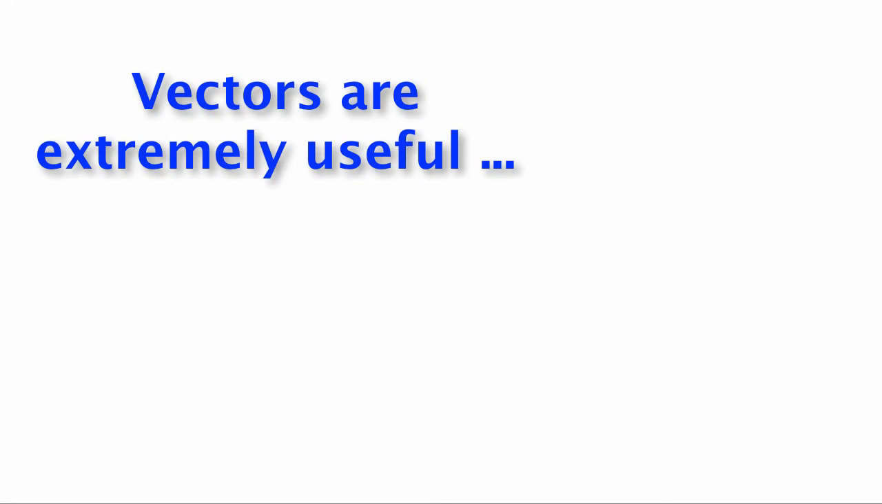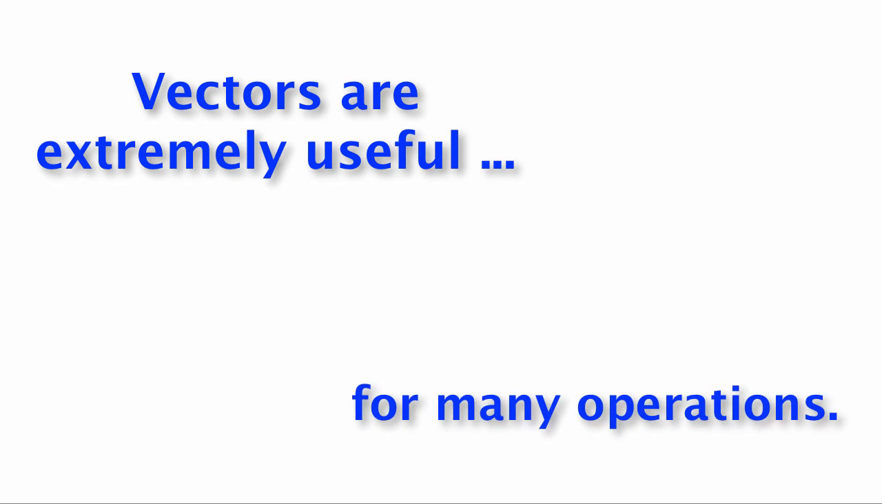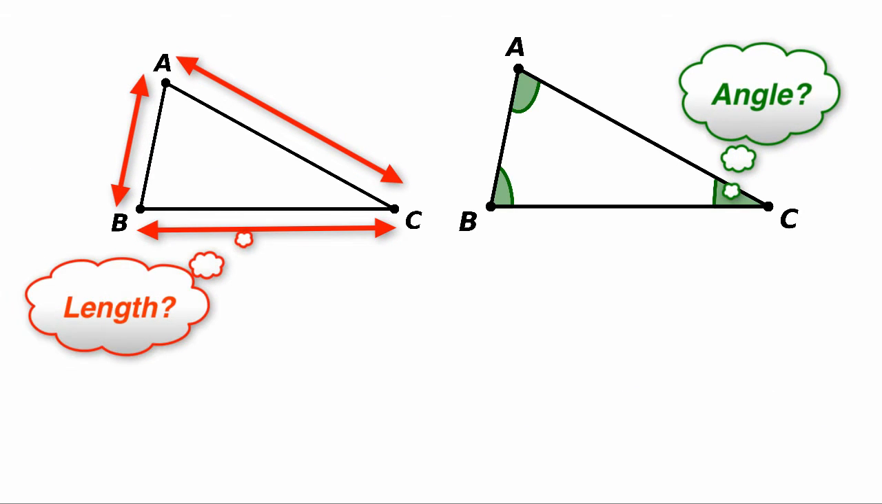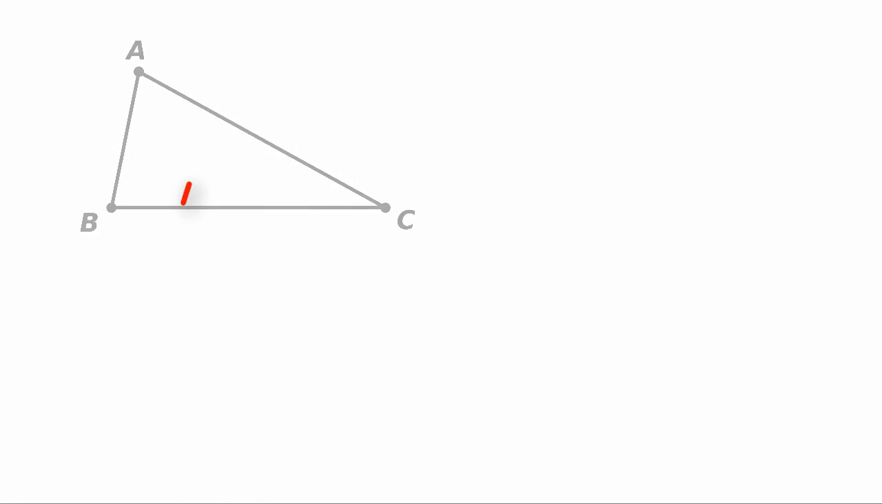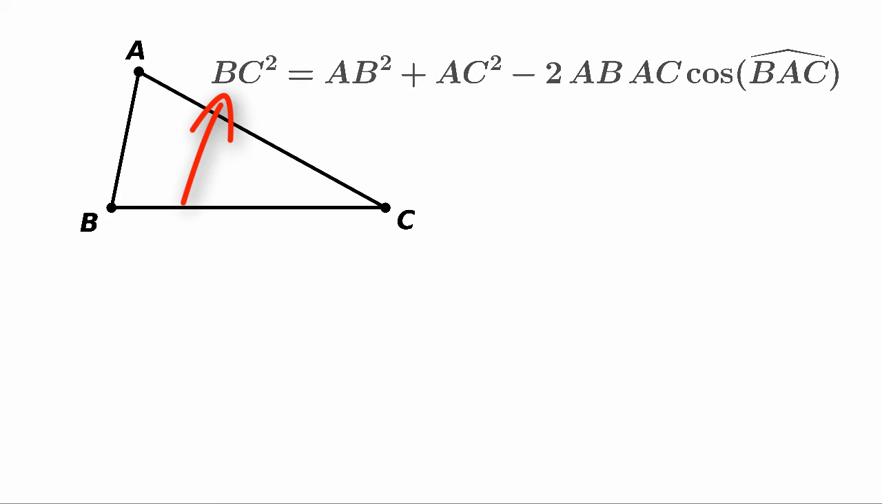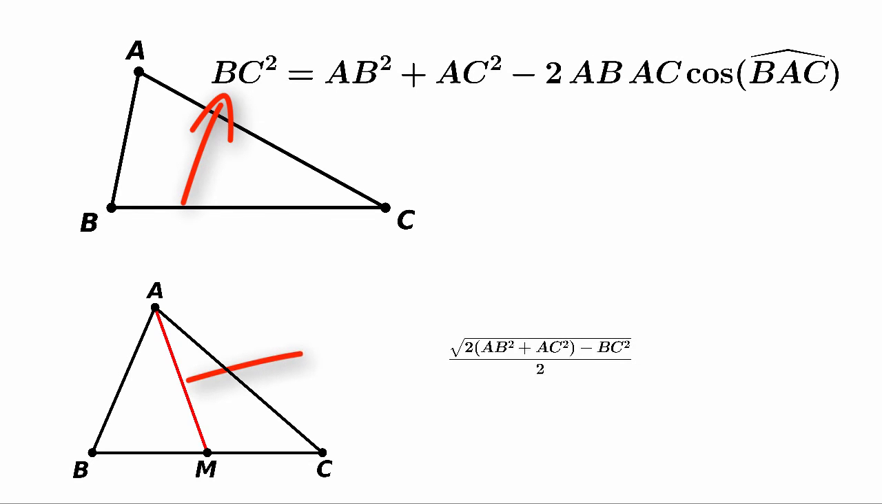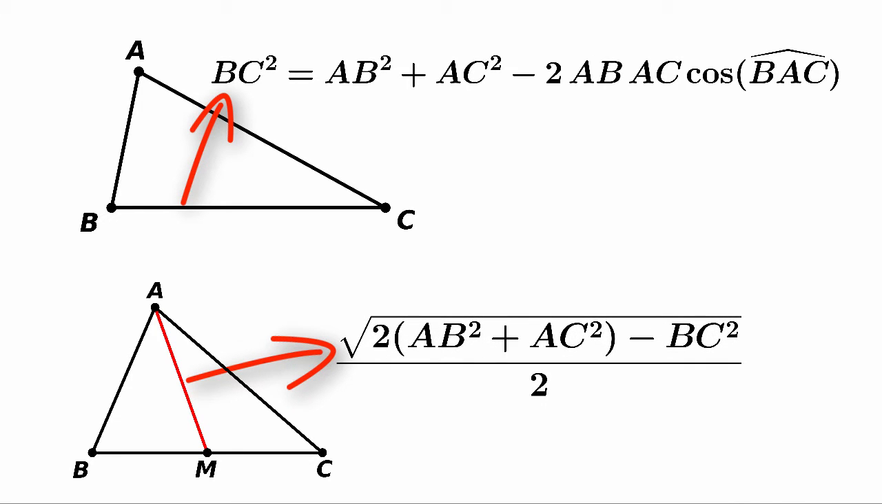Vector is probably the most important and powerful geometry concept in the physical sciences and various engineering disciplines. You can use vectors and diverse operations to find the lengths, the angles, and the area of an arbitrary triangle in space. You can also derive some interesting formulas such as the generalized Pythagorean theorem or the one for computing the length of the midline in terms of the size of the triangle.